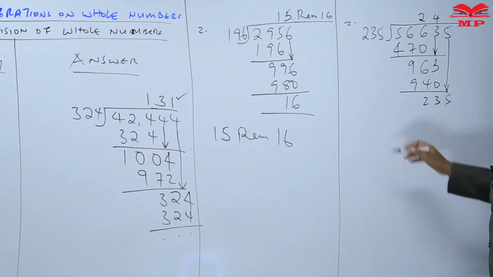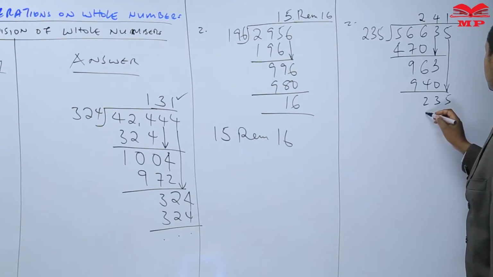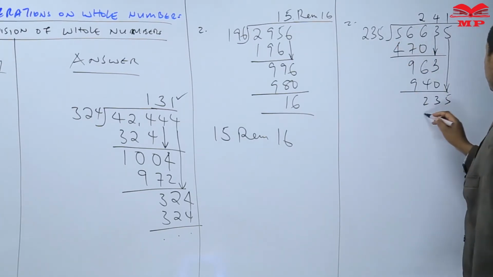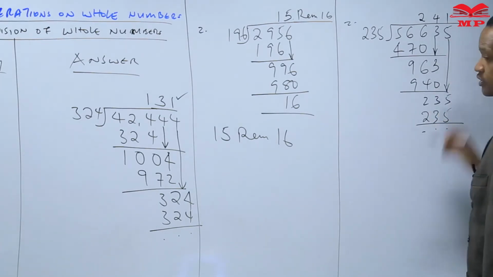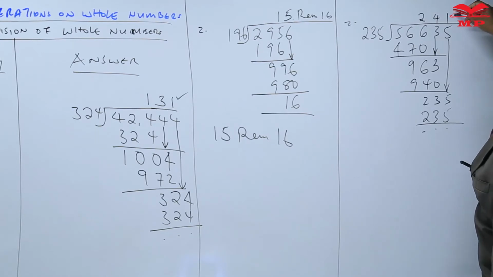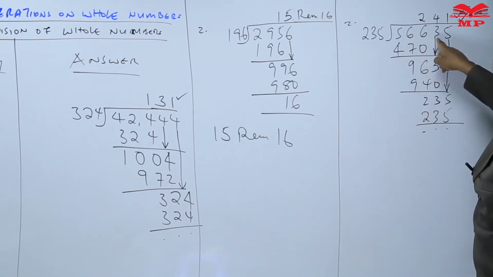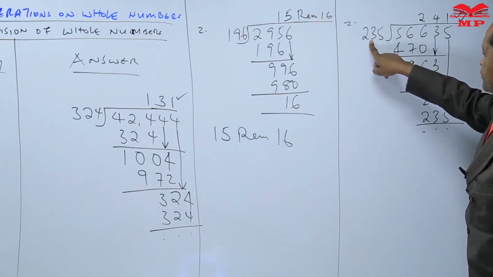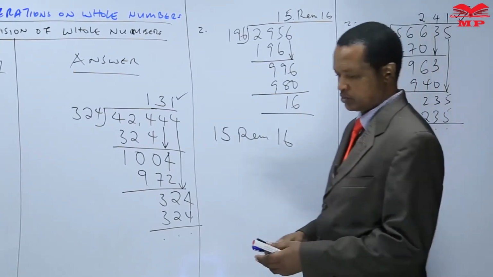Have 5 here. 235 goes into 235 once. So 1 times 235 is 235. This number has been divided completely. So the answer here is 241. 241 is the answer. When you divide 56,635 by 235, the answer is 241.